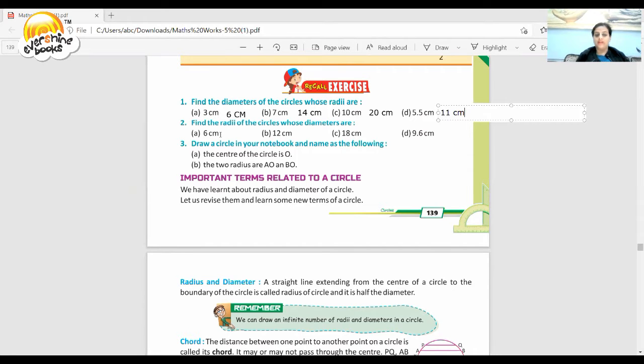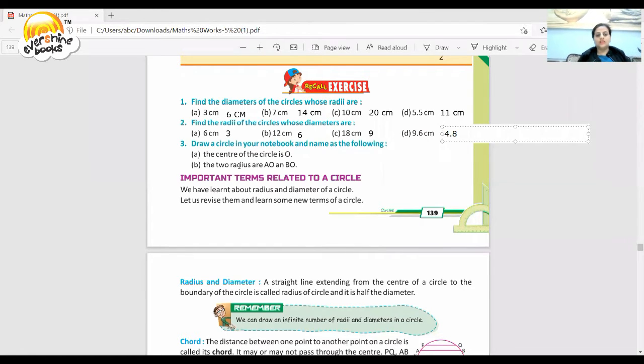Now find the radii of the circles whose diameters are given. So you have to divide by 2. 6 divided by 2 is 3. 12 divided by 2 is 6. 18 divided by 2 is 9. And 9.6 divided by 2 is 4.8. 4.8 is the answer to this question.